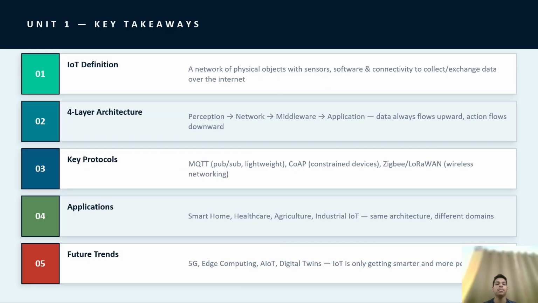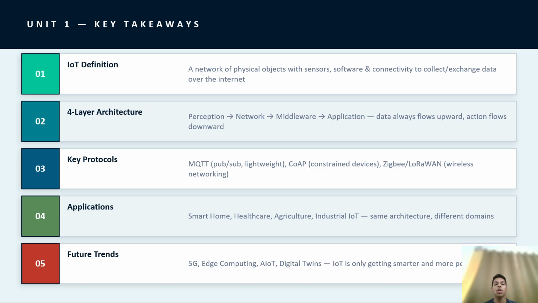Coming to the key takeaways. First, IoT is a network of physical objects embedded with sensors and connectivity to exchange data. It's not just about gadgets, it's a paradigm shift. Second, the four-layer architecture gives us a clear mental model. Perception collects, network transmits, middleware processes, application presents.